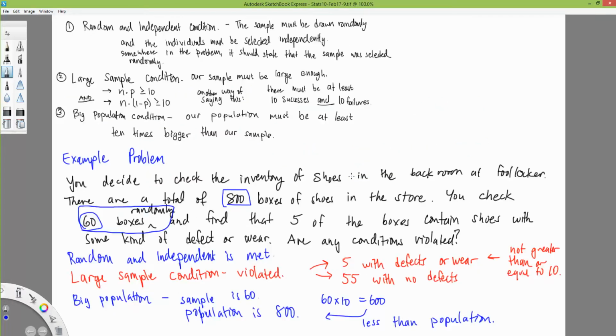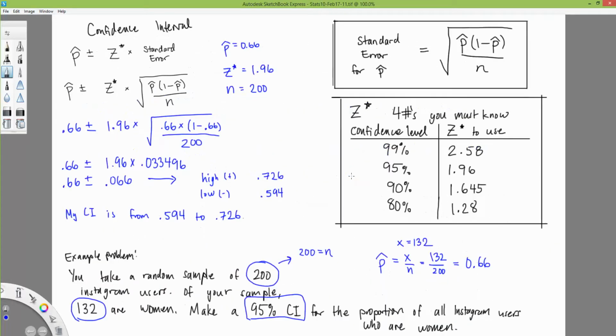Okay, so what do we have here? Our P hat is 66%. Okay, what were we asking for? We're taking a random sample of 200 Instagram users, and of your sample, 132 are women. Make a 95% confidence interval for the proportion of all Instagram users who are women. So what is the P that we're going for? Yeah, we want to know what percentage of Instagram users are women. Okay, that's the P that we want to know.